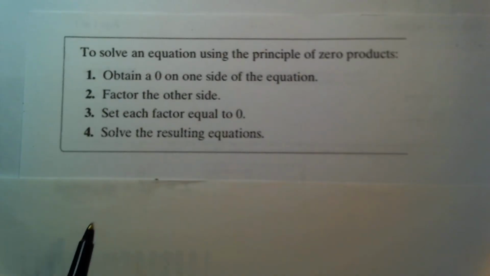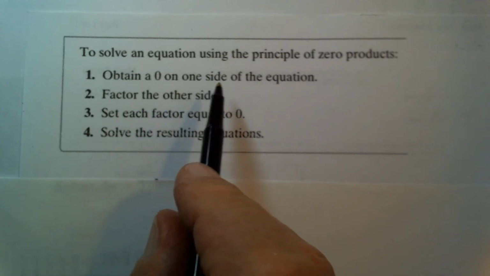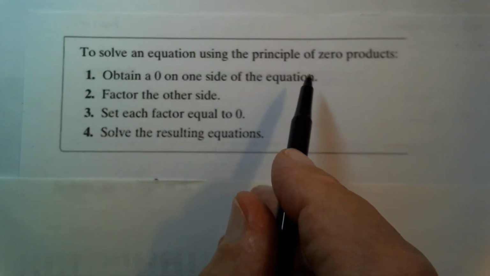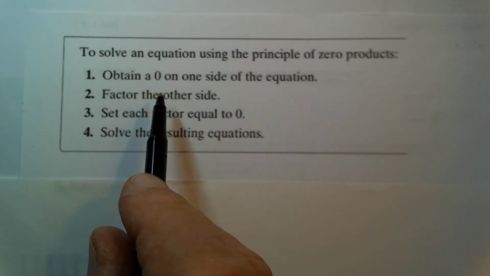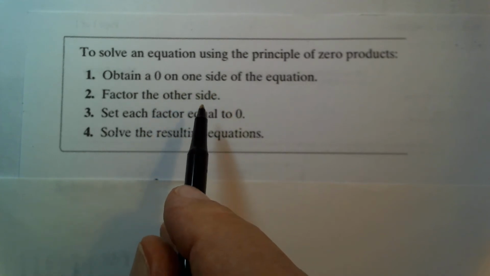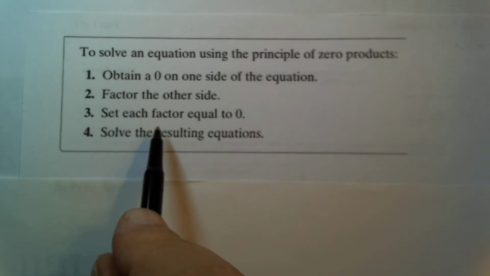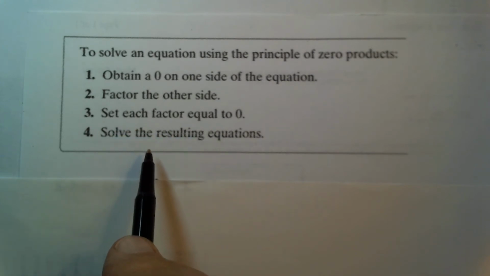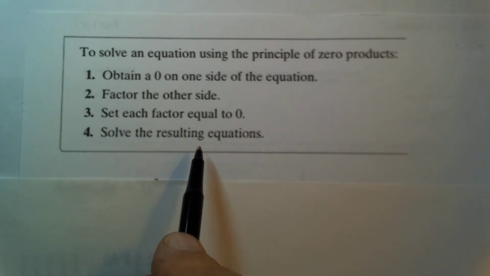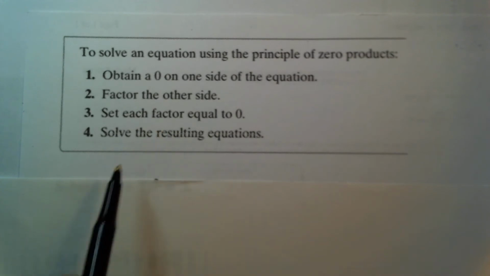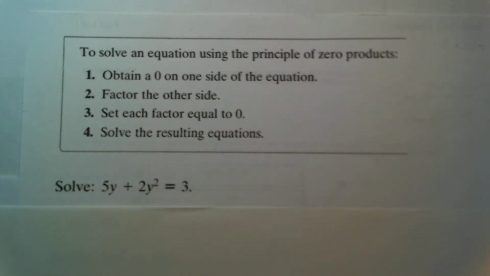So here's a general strategy for solving an equation using the principle of zero products. Obtain a 0 on one side of the equation, typically on the right side. Then factor the other side, set each factor equal to 0, and solve each of the resulting equations for the variable. So it's a four-step process. And you just saw a moment ago how that works.